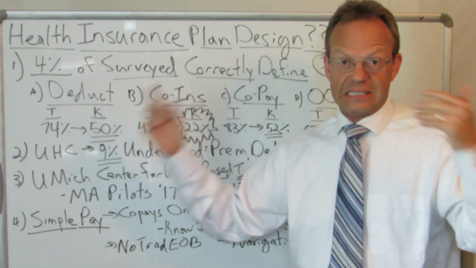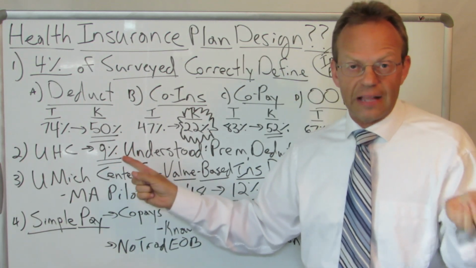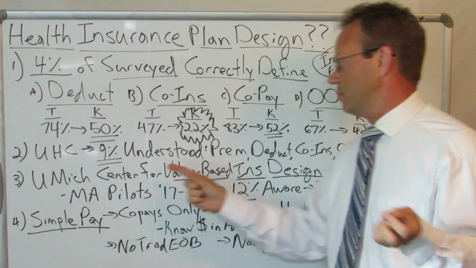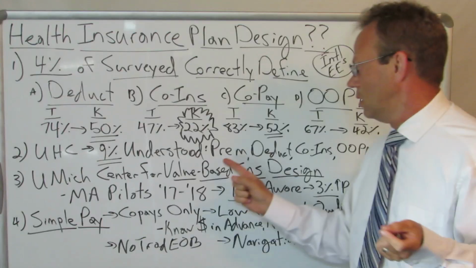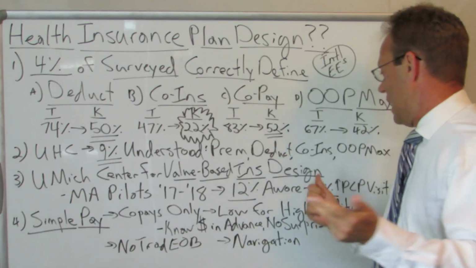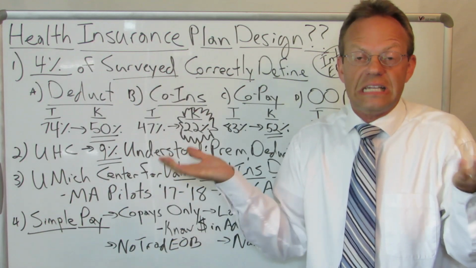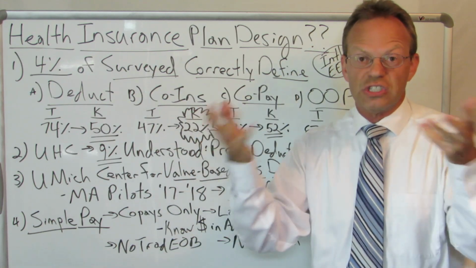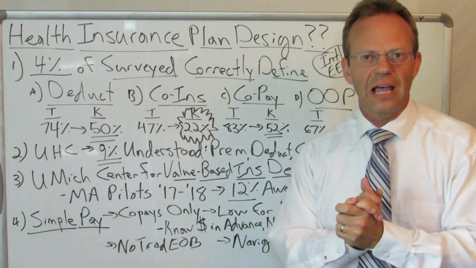United Healthcare itself, an insurance company, found that only 9% of plan participants could accurately define what a premium was, what a deductible was, what coinsurance was, and what an out-of-pocket max was. 9%. So it's still single digits. There's lots of other sources. Look them up yourself. I will leave a link in the show notes to these references as well.